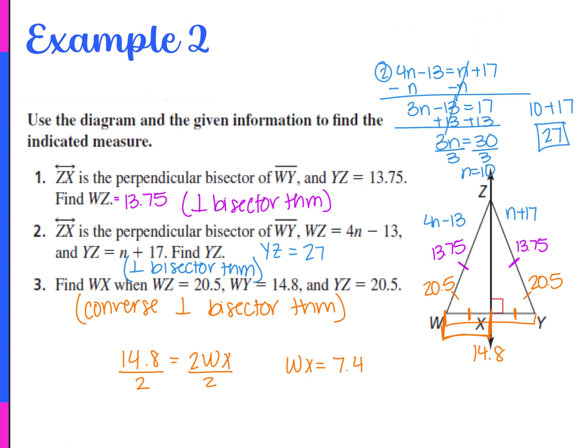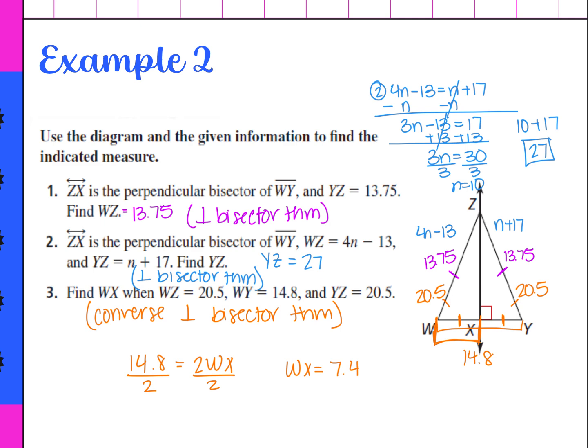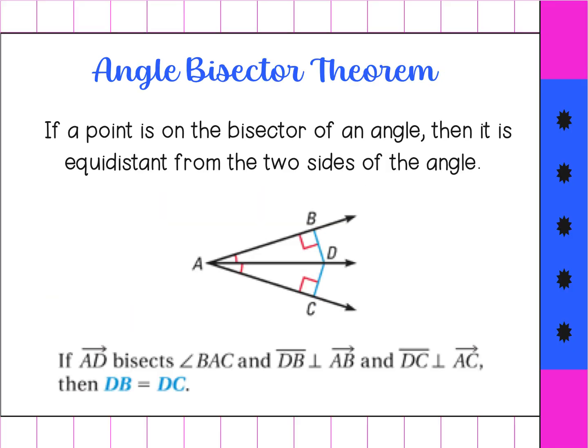Questions on these examples right here? All right. Angle bisector theorem. So we did perpendicular bisector. Now we're doing angle bisector, meaning we're cutting the angle in half. Same thing, we're also going to have a converse for this one, but understand what angle bisector theorem is. If a point is on the bisector of an angle, then it is equidistant from the two sides of the angle.